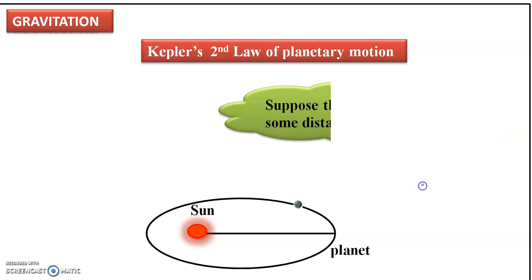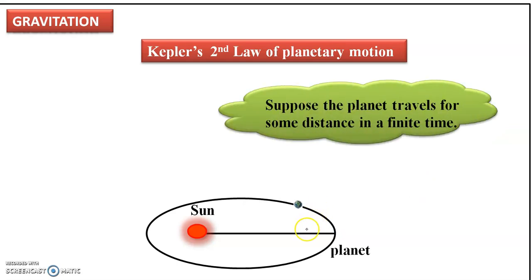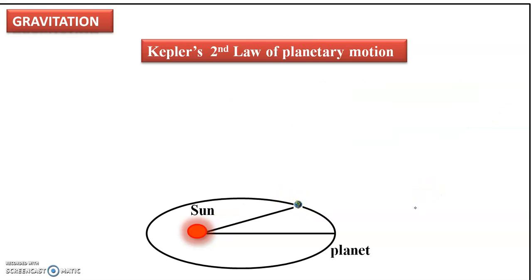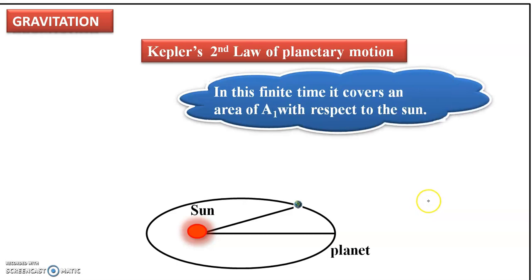Now, the planet travels some distance in a finite time and reaches this position. When the planet comes here, the radius vector is this one. In this finite time, it covers an area A1 with respect to the sun. That area is represented with this shaded part as A1.